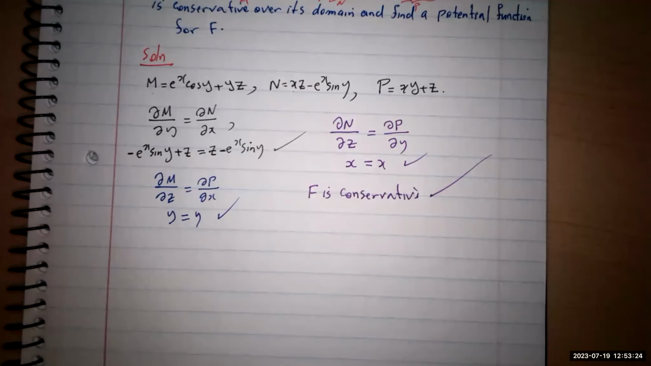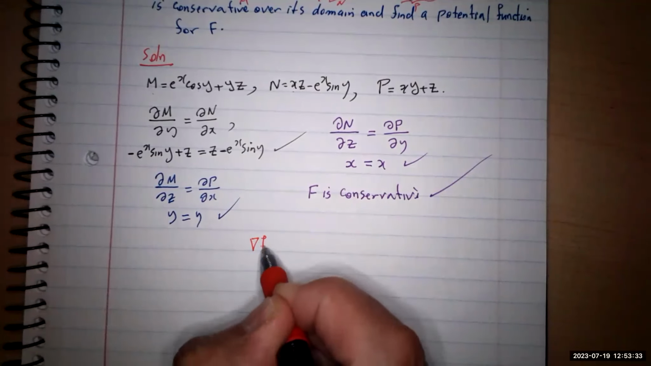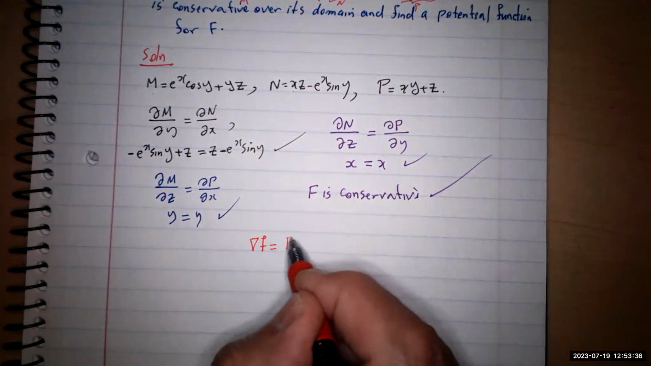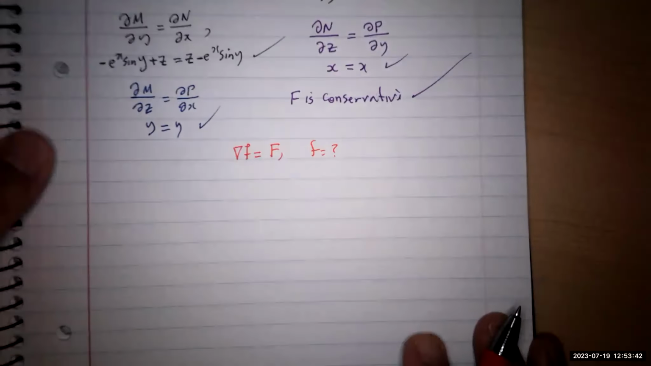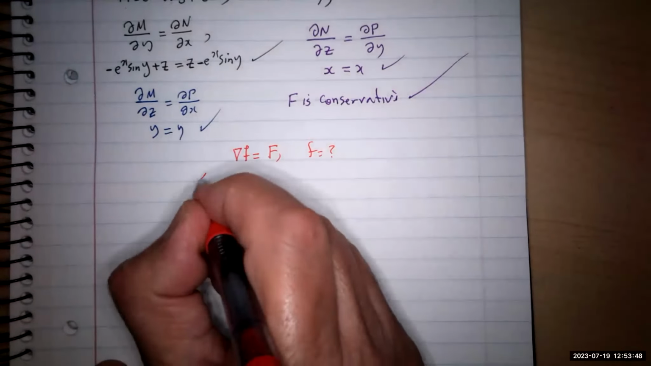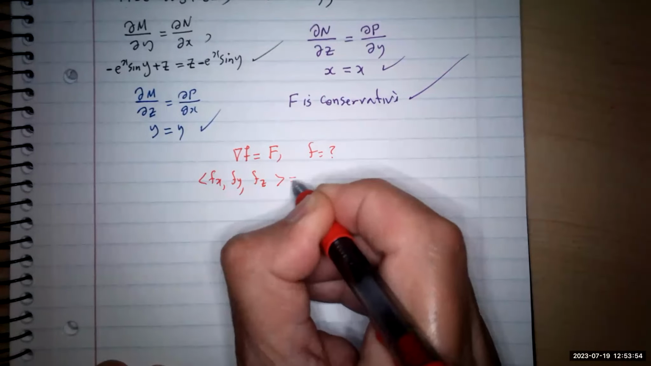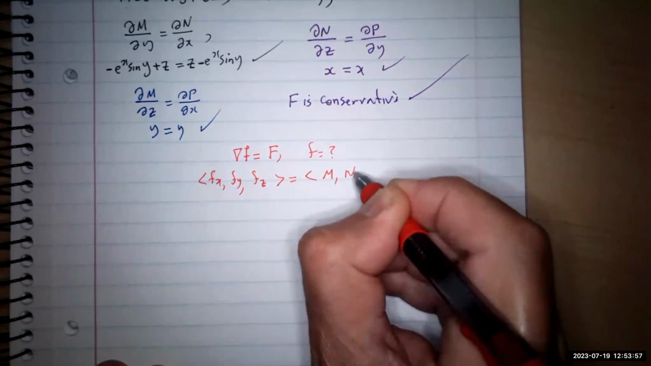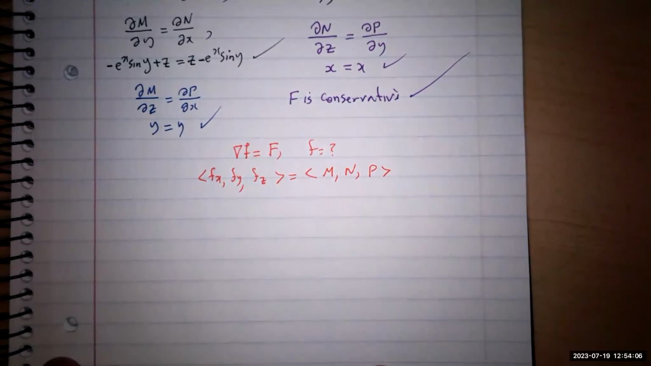So this means we should be able to find the function f. The next step is finding a function f that satisfies this condition. The potential function, you know that. It is a function of three variables, so we have f sub x, f sub y, f sub z, the partials, and these are M, N, and P. Let them equal to each other, and then we get a system of three equations, three variables.